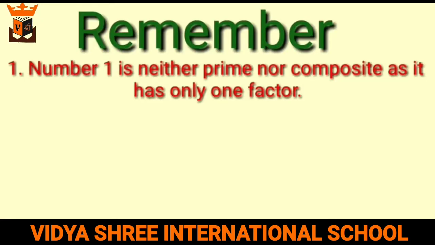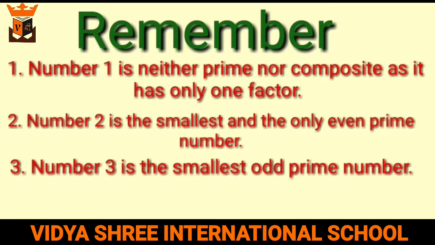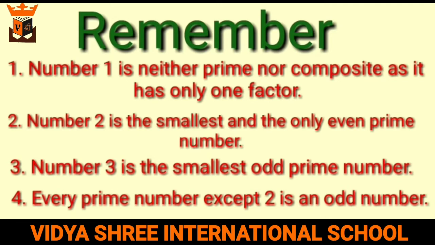Remember these points. Number 1 is neither prime nor composite as it has only one factor. Number 2 is the smallest and the only even prime number. Number 3 is the smallest odd prime number. Every prime number except 2 is an odd number.